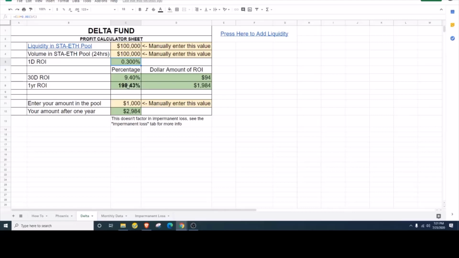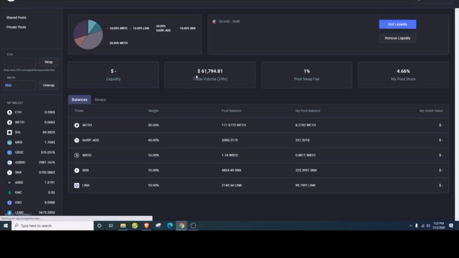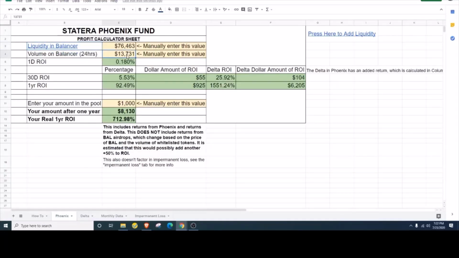So again, super strong numbers, but just going back to today's numbers, to keep it to today, looking at Phoenix, and today is July 23rd, just so you know. The liquidity on Balancer is same as Uniswap. Just take the Balancer liquidity and the Balancer volume. So 61,000 in volume on the Balancer pool, and the liquidity is at 163,000.